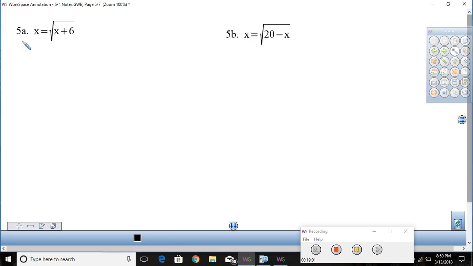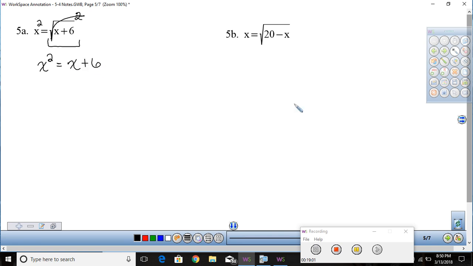All right, number 5. This time I've got an x over here, and then I've got the square root of x plus 6 on the right. Well, there is nothing outside of my root on this side, so I want to get rid of the root. So I will square both sides. So the square and square root cancel over here. And then this would just be x squared is equal to x plus 6.